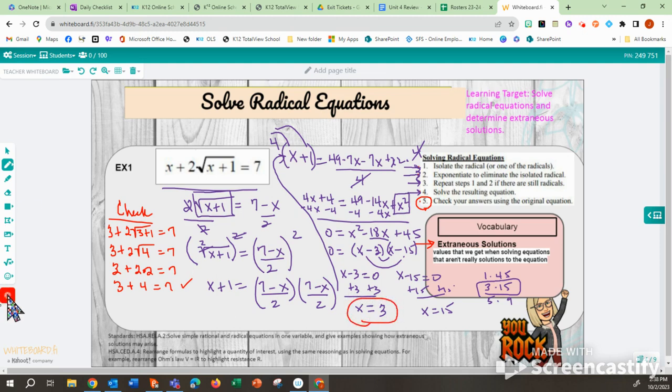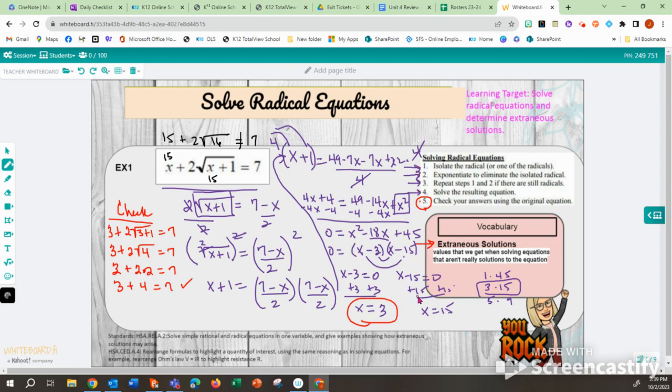All right, let's check 15. So I'm going to kind of plug it in right here because y'all can tell I'm out of space here. So this is going to be 15 plus 2 times the square root of 15 plus 1, which is going to be 16. And that's going to be equal to 7. That's not going to be true because this is going to be 15 plus 2 times 4. This is going to end up being 15 plus 8, and it's not going to be equal to 7. So that means 15 is what we call an extraneous solution, a solution that we do get from solving but does not check.